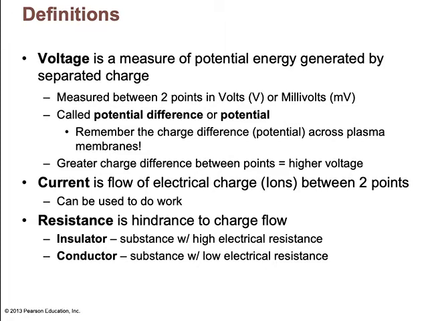Okay? Current is just the flow of those charges between the 2 points, and resistance is the force that opposes that movement, right? In an insulator, the resistance is very high, and in a conductor, the resistance is very low. Okay, for instance, in the world that you know, right, with electrical components, metal is an excellent conductor. Okay, while something like rubber is an excellent insulator. Okay, the rubber has high resistance to current flow. The conductor has low resistance to current flow.